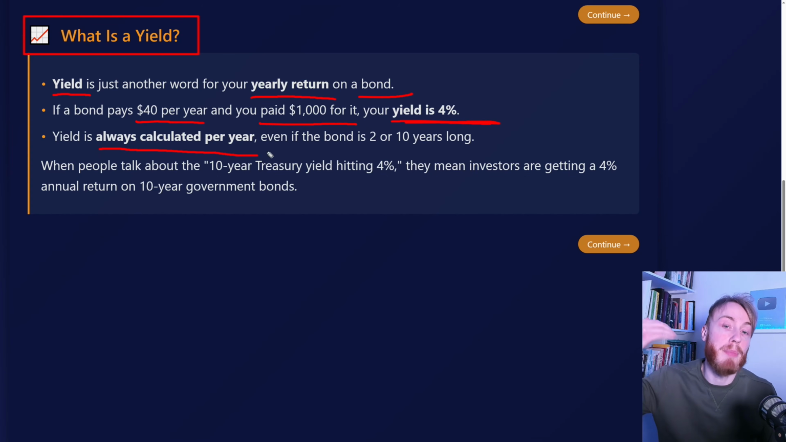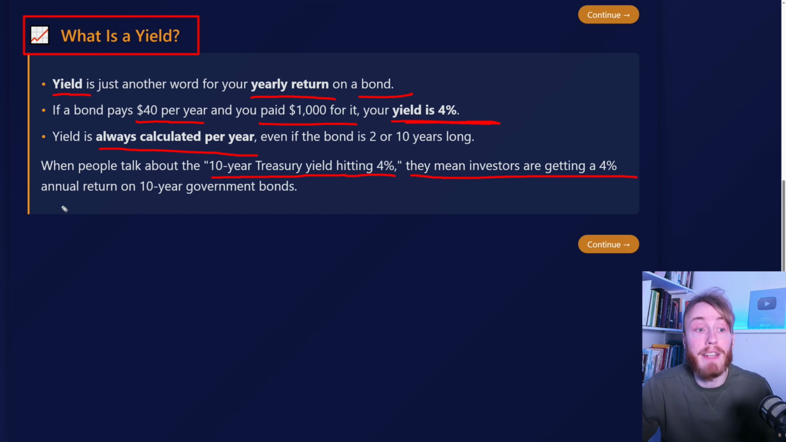And here it's important that the yield is pretty much always calculated per year. So even if the bond is 2 years or 10 years, when we say that the yield is 5%, we're talking about 5% per year. So as I said, when people talk about the 10-year Treasury yield hitting 4%, they mean that investors are getting 4% annual return on that 10-year government bond.